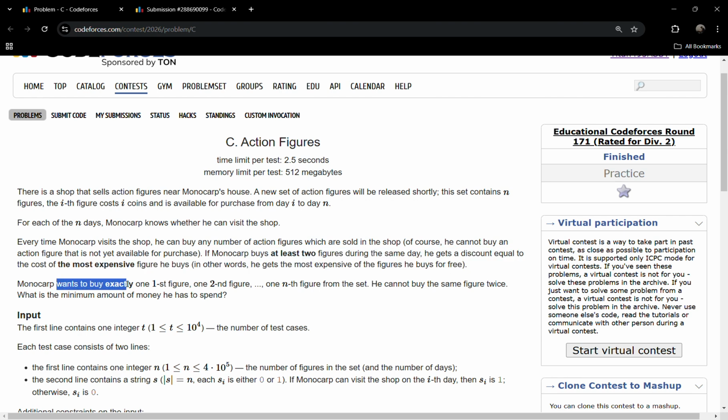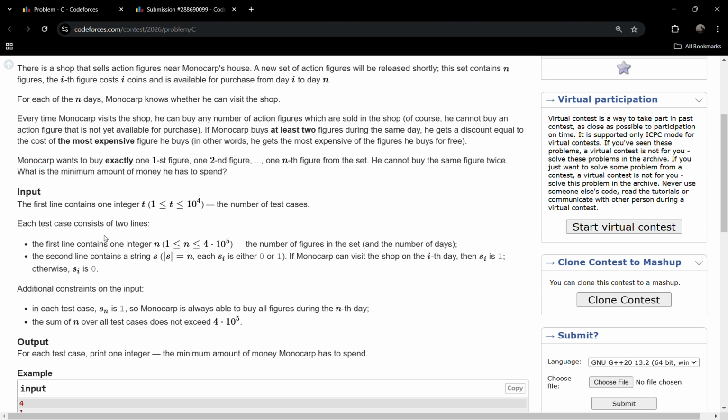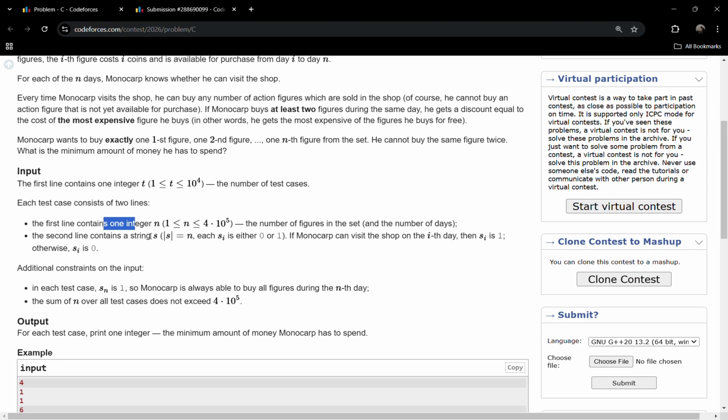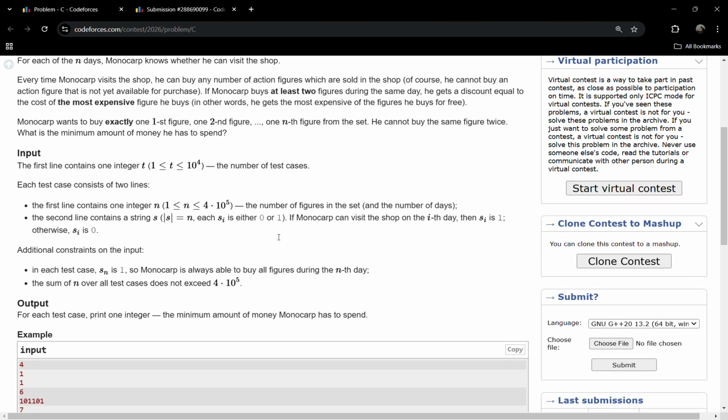Monocarp wants to buy exactly one first figure, one second figure, and so on up to one nth figure, meaning he wants a set of figures, each with a count of one. So he cannot buy the same figure twice, and we have to calculate the minimum amount of money he has to spend. Whether Monocarp can go to the shop or not is given by a binary string. If it is 0 at a particular index, he cannot go to the shop on that day, and if it is 1, he can.